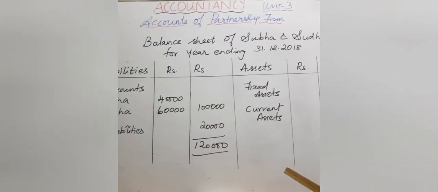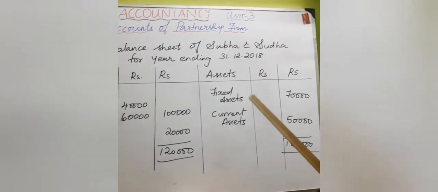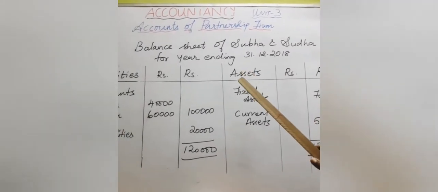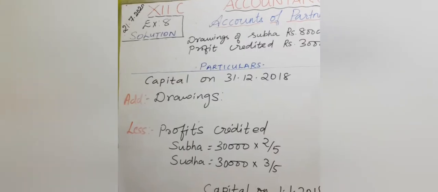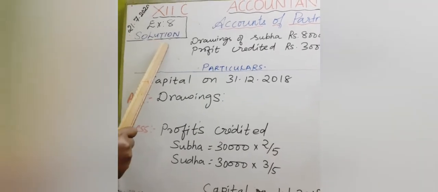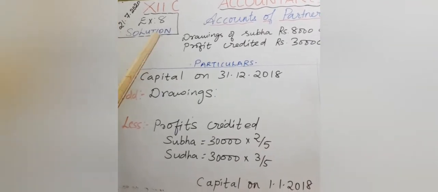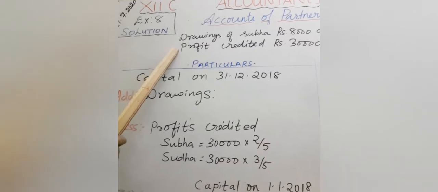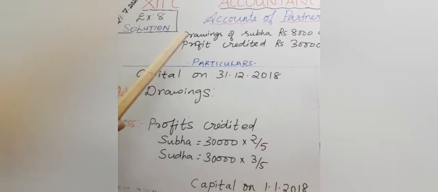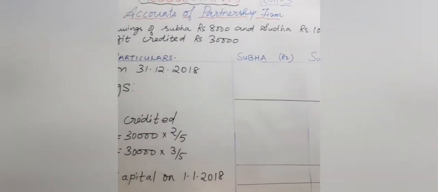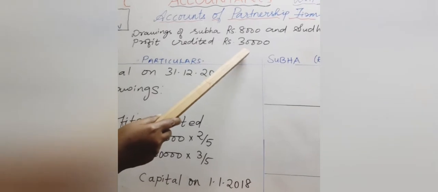Now we are going to see how to work out this sum if it is given in the balance sheet form. Students, here is a solution for exercise 8. In that, adjustments were given in the question. Drawings of Subha is 8,000 and Sudha is 10,000. Similarly, there was a profit credited to their account, that is 30,000.